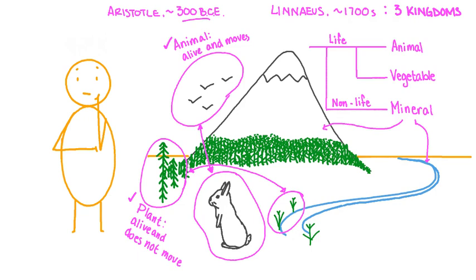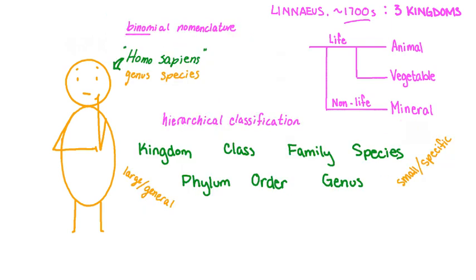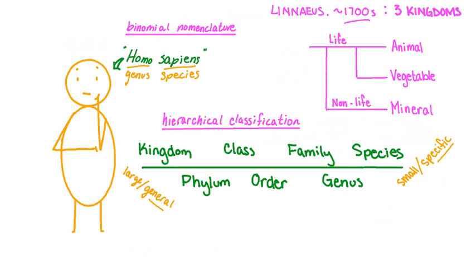This work was later cemented in the 18th century by a scientist named Carl Linnaeus, a Swedish botanist who called these groups kingdoms. Linnaeus is famous for developing binomial nomenclature. Binomial nomenclature is the scientific system that we use for naming organisms by their genus and their species. He's also credited with standardizing the hierarchical system of classification or taxonomy, in which organisms are divided into increasingly specific groups. These groups belong to taxonomic levels which are ranked from largest to smallest.